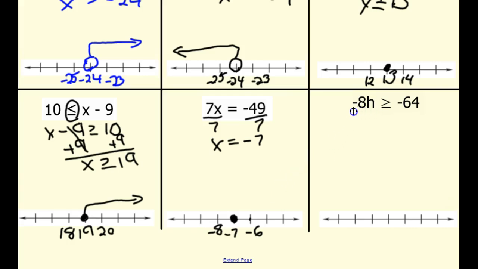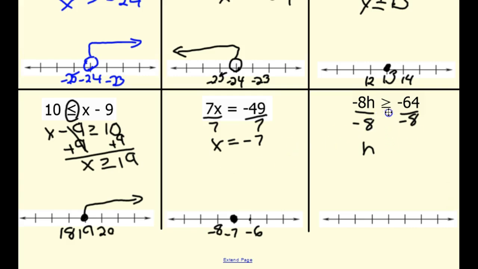Last one on this slide. We have a negative 8 times h is less than or equal to negative 64. So we need to divide. Now we're dividing by a negative number. So that means we also need to flip the sign. So h is less than, oh, sorry, not less than anymore. We have to flip the sign. Takes a little bit to get used to.